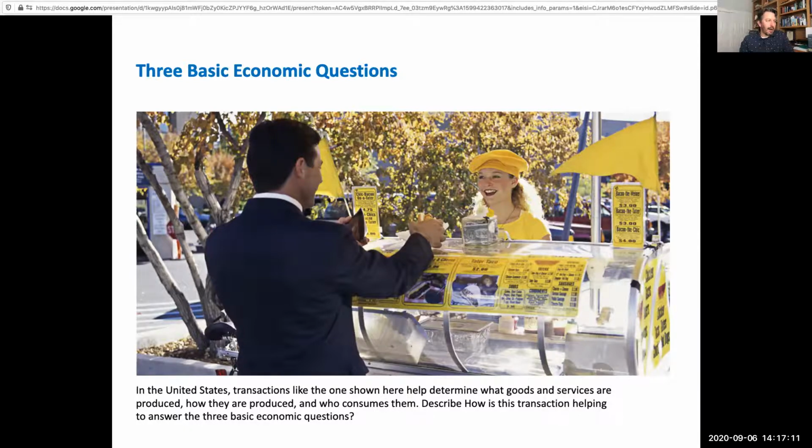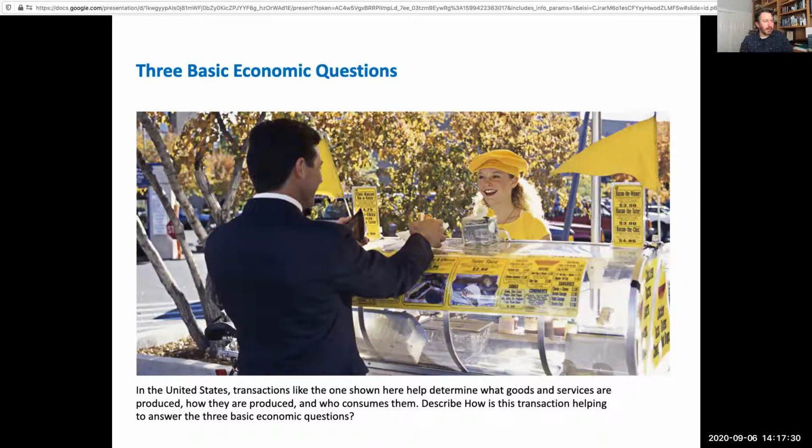And then finally, who is going to consume it? In this case, this guy looks like maybe a white collar worker, businessman, politician, something, right? He's got a full suit on. And so he's one of the customers, right?